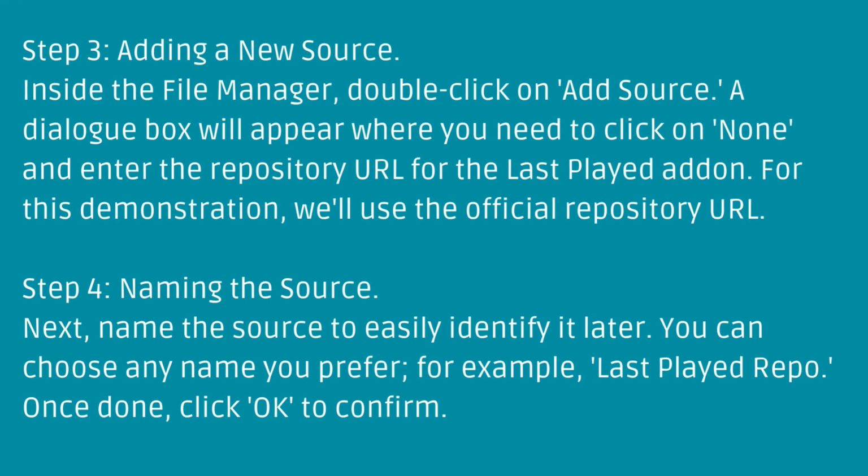Step 4. Naming the source. Next, name the source to easily identify it later. You can choose any name you prefer, for example, Last Played Repo. Once done, click OK to confirm.